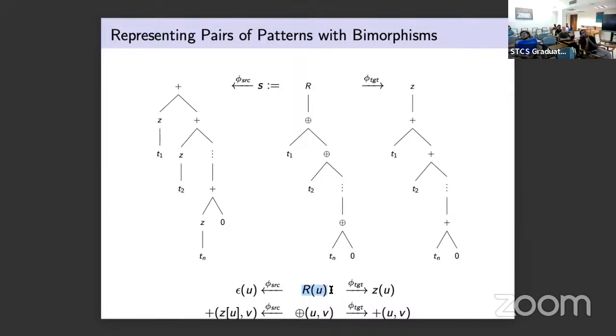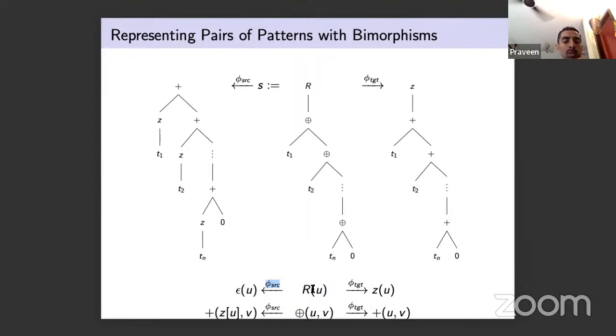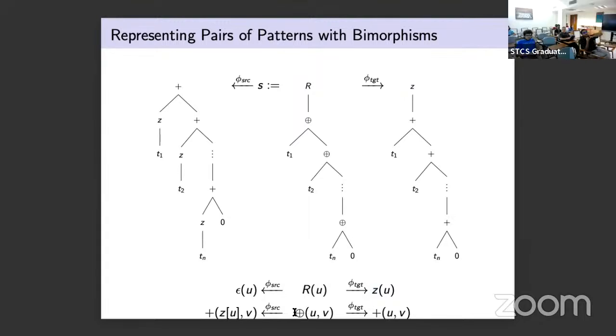So you have R of u at the center. The phi source will take it to epsilon of u, which means you just drop the root and continue applying the homomorphism to the one single child that you have for the root. On the target side, you put z at the top and then continue applying the homomorphism to the single child. So yeah.